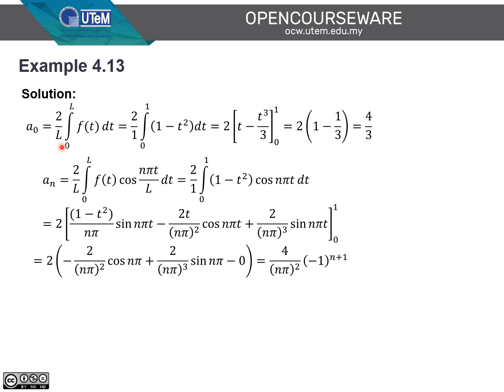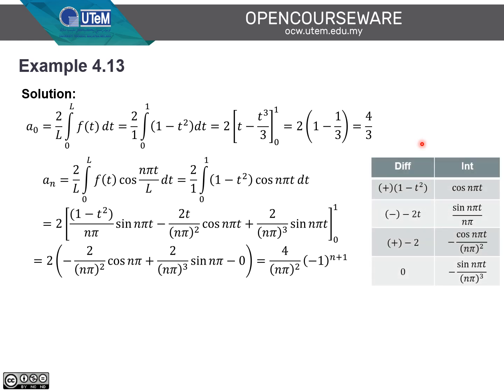The next step is to find the Fourier coefficient a n, and the formula is as shown here. So we note that when we substitute the function f(t), 1 minus t squared, into the formula, in order to solve the integration, we need to use an integration by parts method or tabular method. Here, I'm going to use the tabular method to find the solution.